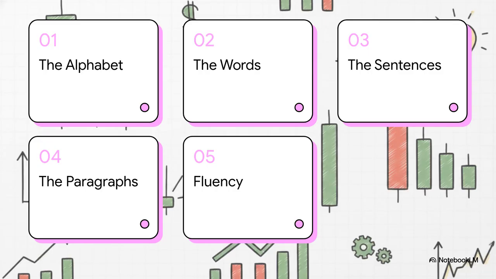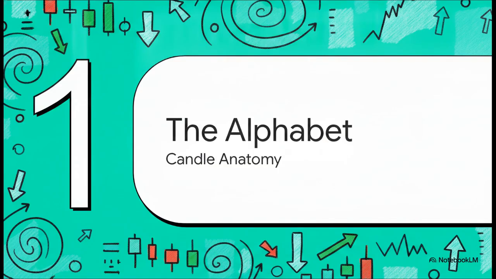Okay, let's dive into our roadmap. We're going to cover 1. The alphabet, 2. The words, 3. The sentences, 4. The paragraphs, and finally, fluency. We're building this from the ground up. Starting right at step 1, the alphabet. Let's decode that candle anatomy.